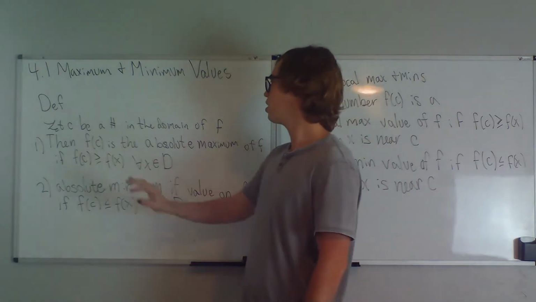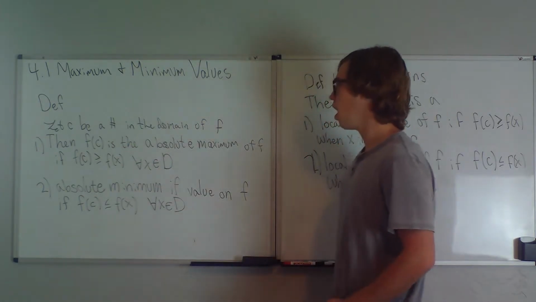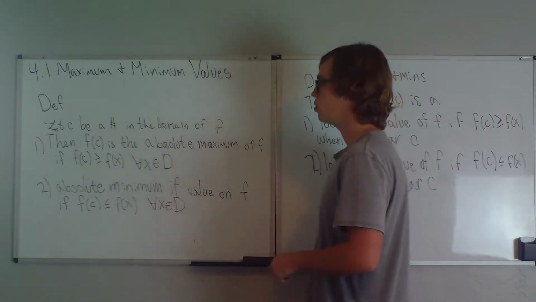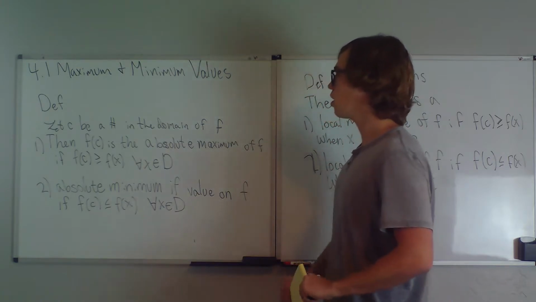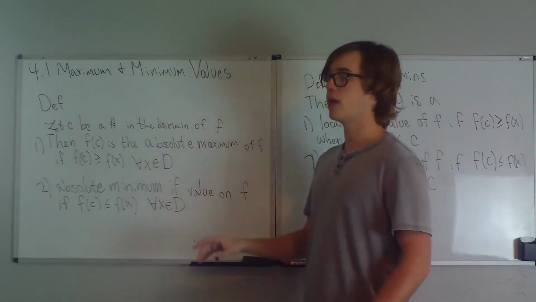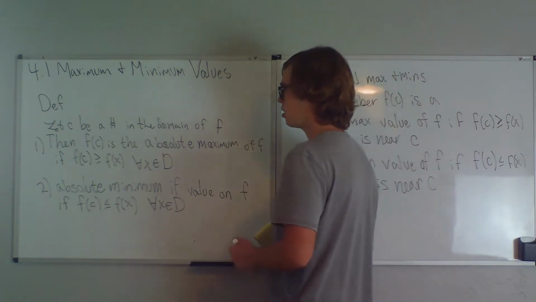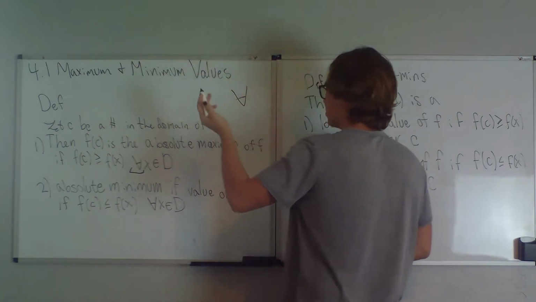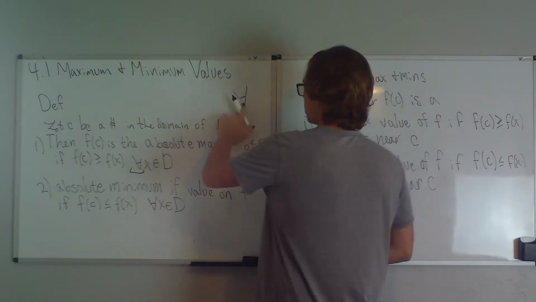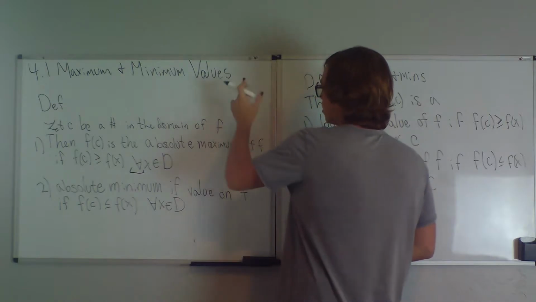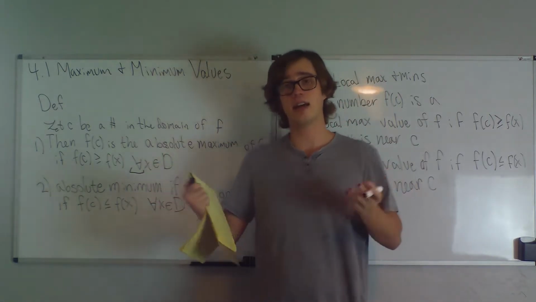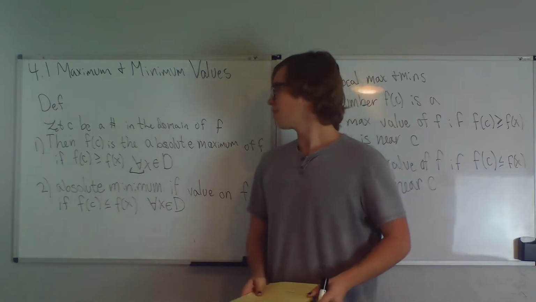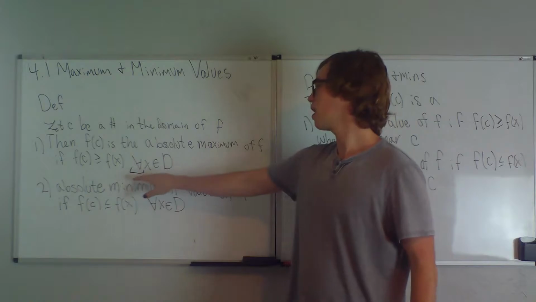Then f of c is the absolute maximum of f if f of c is greater than or equal to f of x for all x in D, which is our domain. And you say, oh, look at this little symbol. It's like an upside down A, I guess. Well, what does that mean? That means for all. It's just math notation. I'm going to write that out because I don't like writing the words for all because it takes longer. So just know every time you see this, that means for all.